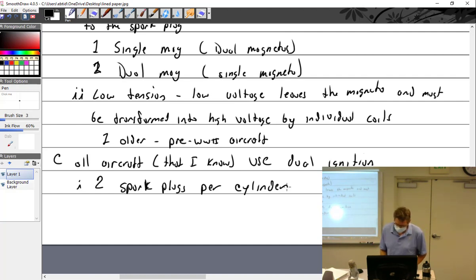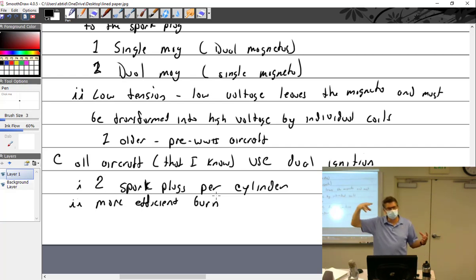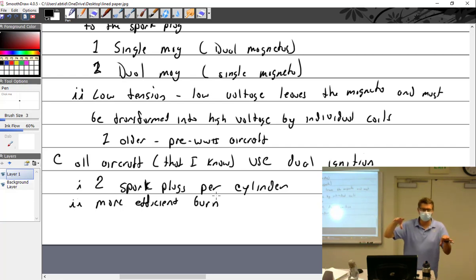So we've got two plugs per cylinder, which means we have a more efficient burn. They set it up so you have two spark points, which starts the flame front on two different ends, and they meet in the middle. Some aircraft, because of the mixture of fuel and air, where one side is richer and one side is leaner, actually stagger it. One will spark at 28 and the other at like 30 degrees, and then they meet in the middle. One starts before the other.